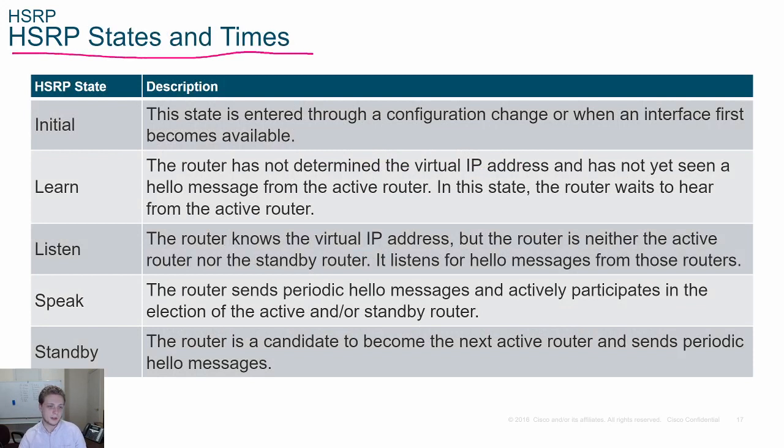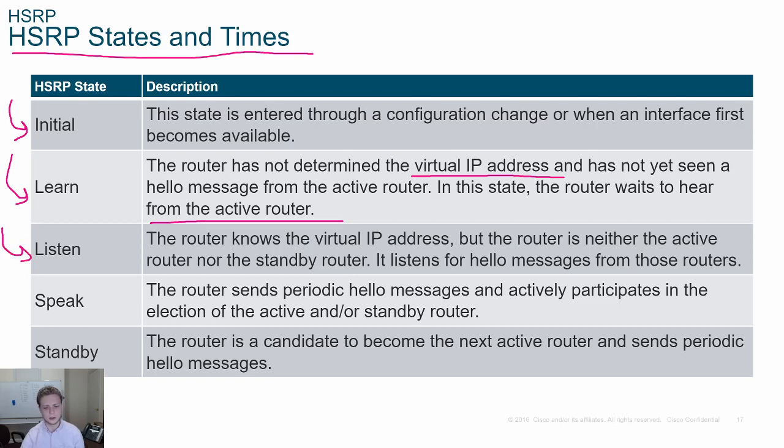So the HSRP states and times: we're going to have the initial state, where we maybe first boot up the router, layer 3 device, or maybe we had a configuration change and we have to restart the process. Then it's going to have a learning state. It hasn't determined the virtual IP address and hasn't seen a hello message yet. We want to hear from the active router, see if there is one.